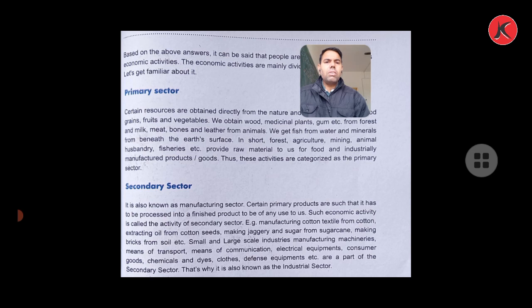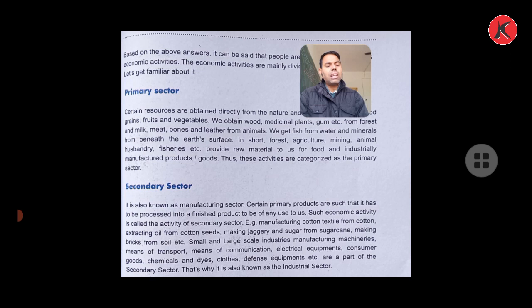Now students, first we are going to see the primary sector. Certain resources are obtained directly from nature and are used by us. For example, food grains, fruit and vegetables, all these things we get directly from nature. We obtain wood, some medicinal plants, gum, etc.